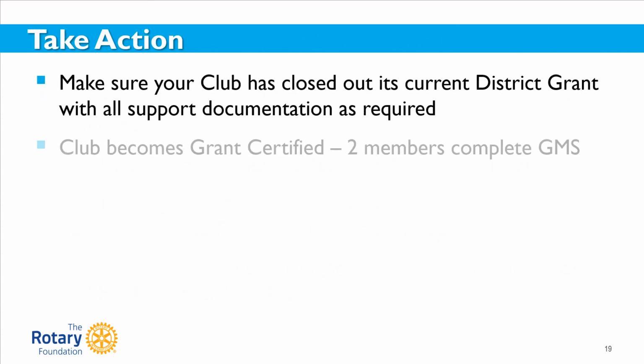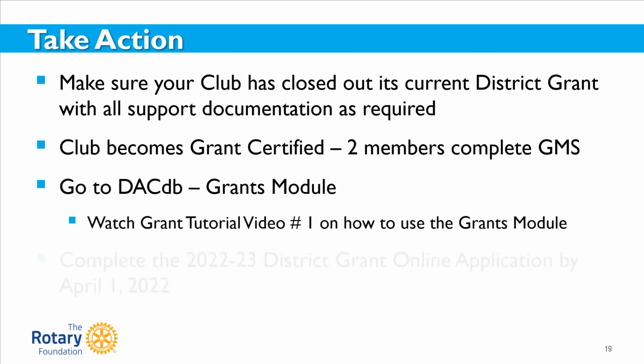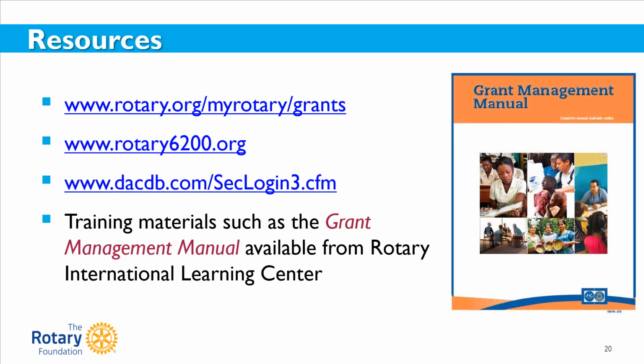It's time to act. Make sure your club has closed out its current district grant. Go to DACDB grant module and watch the tutorial video and become familiar with the online process. And make sure that your 2022-23 district grant application is submitted by April 1st, 2022. As we have talked at the end of the previous videos, here are some resources to help you through the grant process.